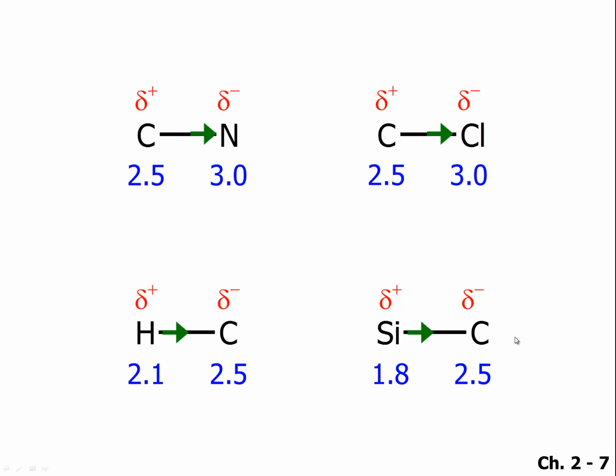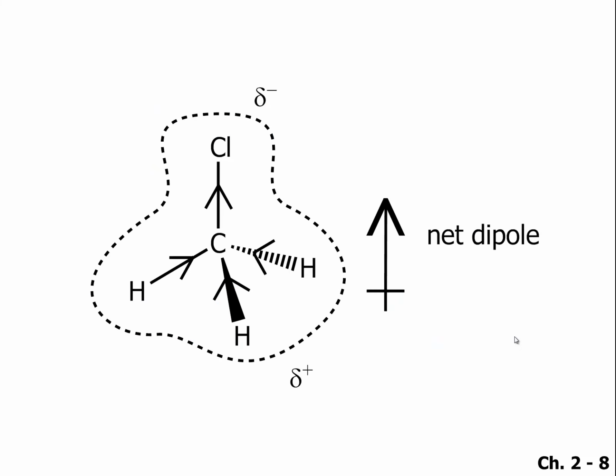But in order to have a polar molecule, which is really where we're going with this, we've got to have two things. We've got to have not only at least one polar bond, there's a second criterion that we need to meet, and that's, of course, asymmetry. So here's an example. This is chloromethane. We have a tetrahedral carbon attached to 3 hydrogens and a chlorine.